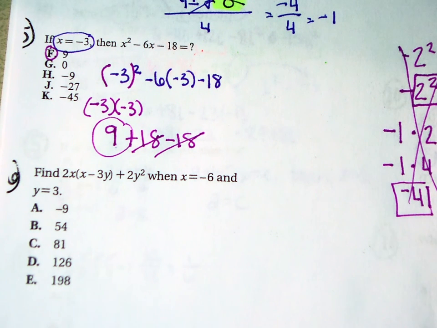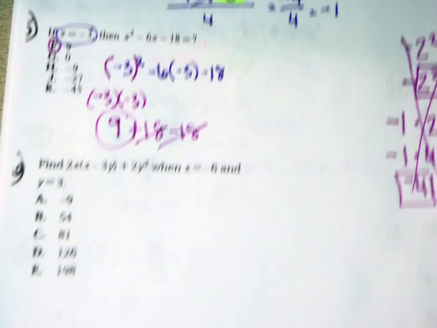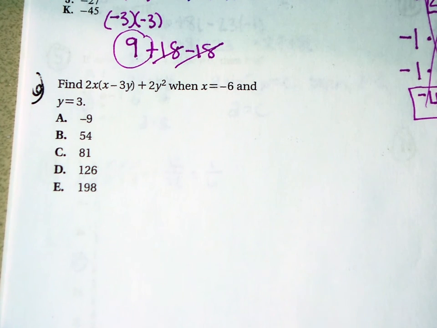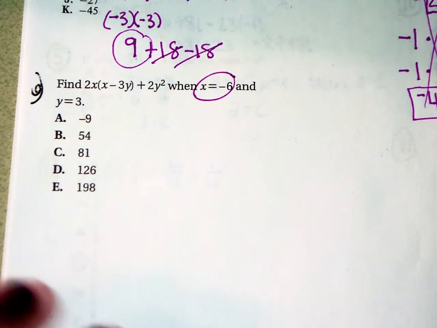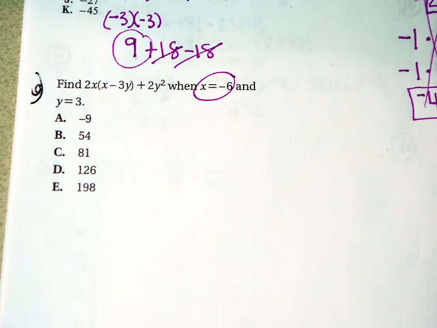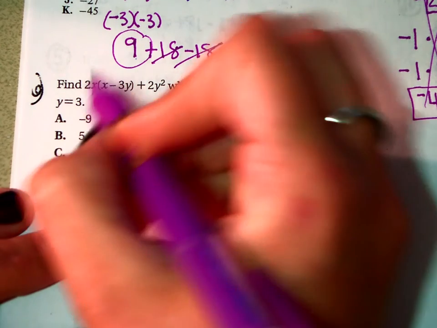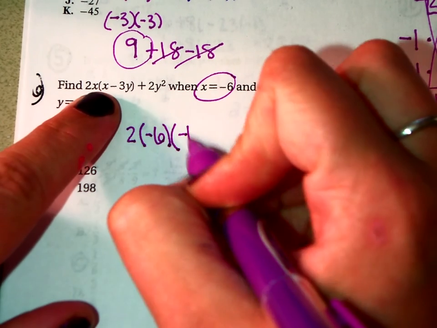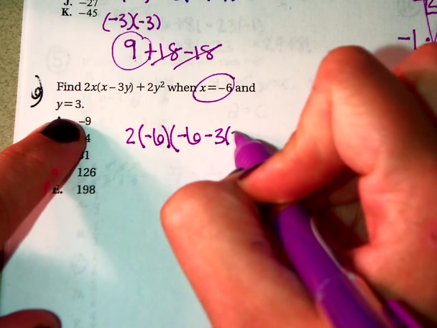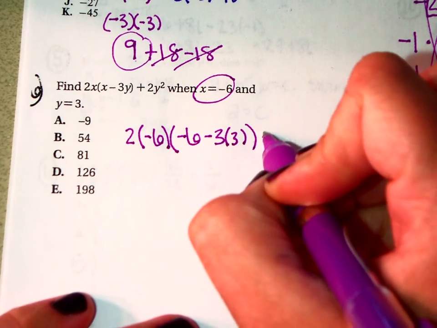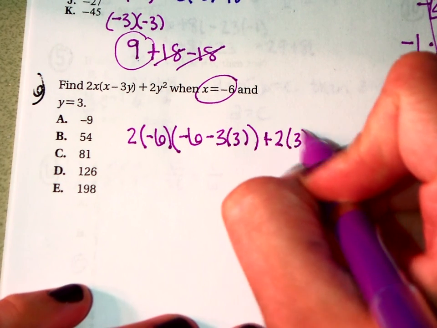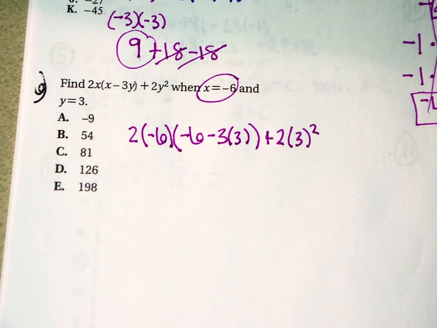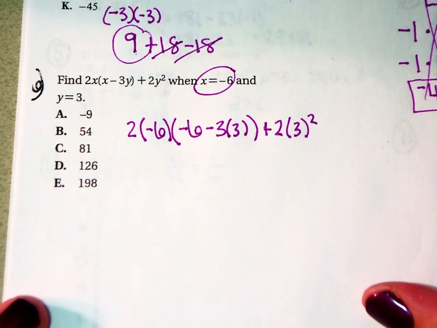All right, let's try number 16. Almost done with this worksheet. Again, another great example of how the ACT is trying to get you. They're trying to make you plug in that negative number. So let's simplify. We've got 2x, so 2 times negative 6, times negative 6 minus 3 times y, which is 3, plus 2 times 3 squared. Okay, notice how I put the 3 in parentheses. Anytime you're raising anything to a power and you're substituting, put it in parentheses.